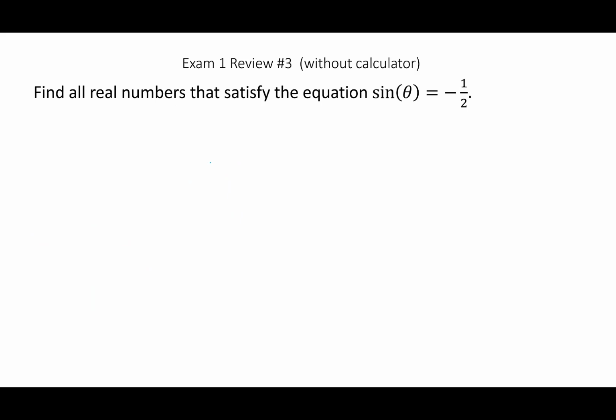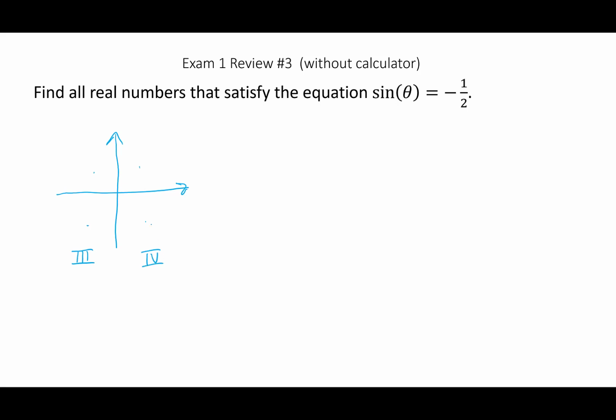Okay, we move on to problem number 3 here, where we want to find all real numbers that satisfy the equation sine theta equals negative 1/2. I would start by looking for what quadrants we're going to be dealing with here. So in which quadrants is the sine negative? Well, if you remember, all students take calculus. The sine is positive in the first quadrant and the second quadrant. In the third quadrant, the sine is negative. In the fourth quadrant, the sine is negative.